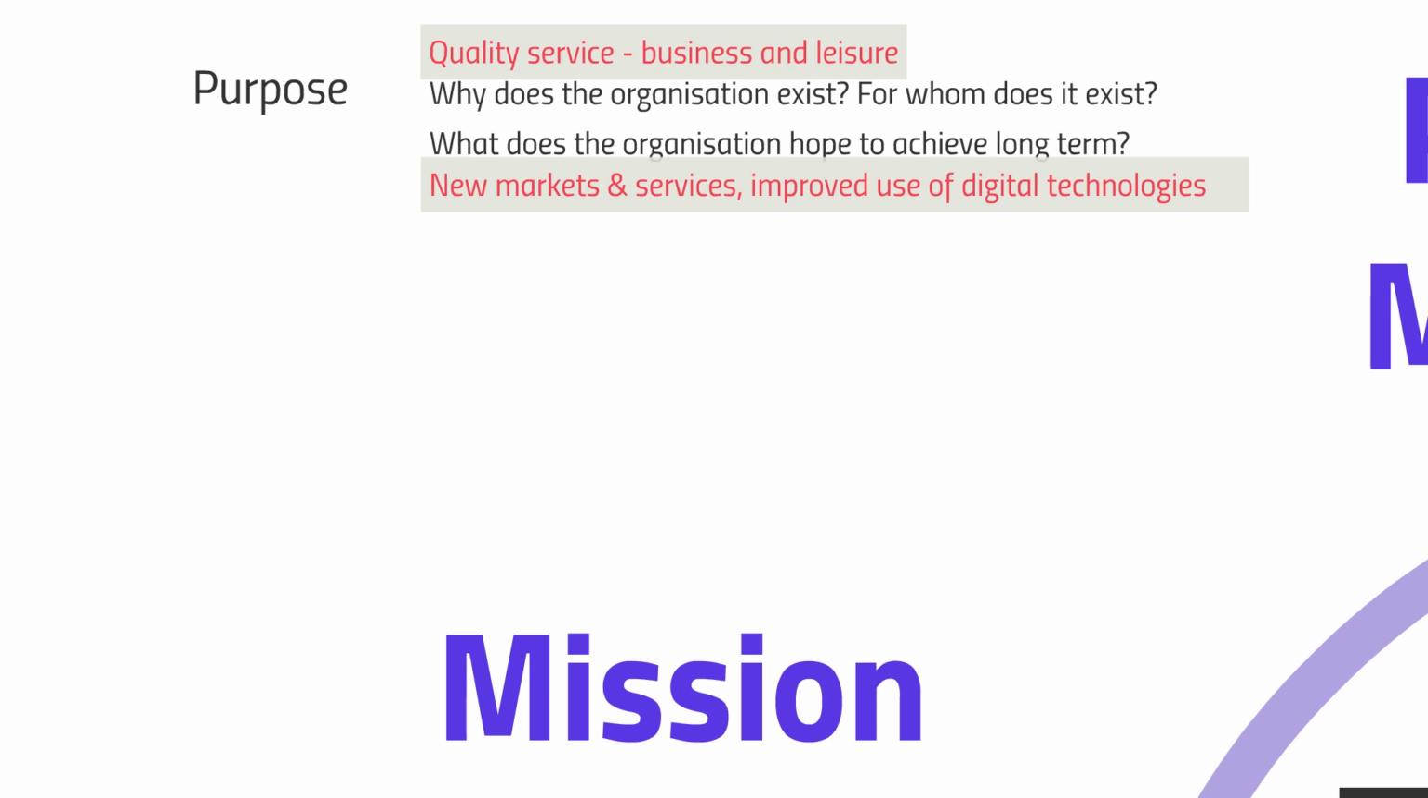So first of all, it wants to expand, and it wants to expand both by entering new markets and also by expanding its existing range of services. So in addition to this expansion, it also wants to improve its use of digital technologies, and it wants to use these improved digital technologies to improve its profit margins by cutting costs, by developing efficiencies, and so on. So this is what the organisation hopes to achieve in the long term. So as we can see, it does have a clearly defined purpose that we can infer based on the pre-seen.